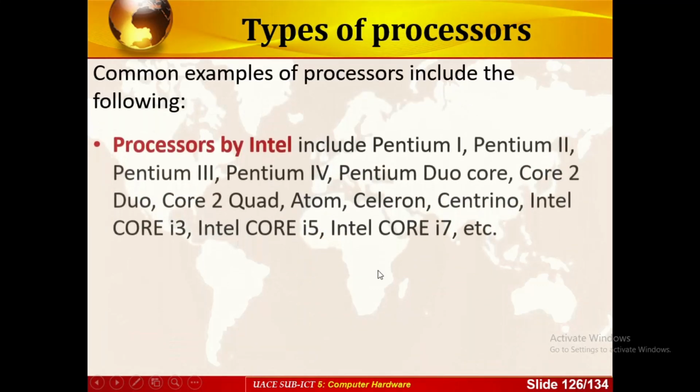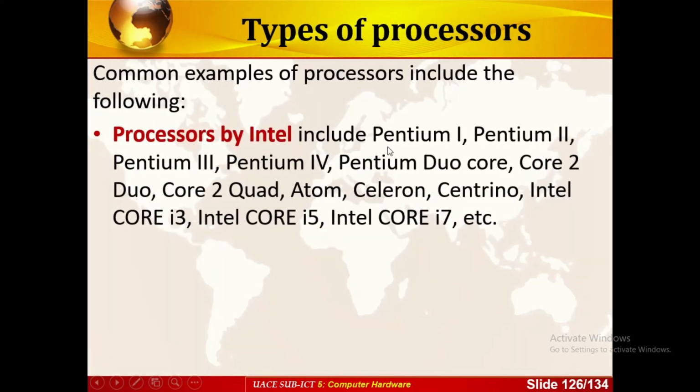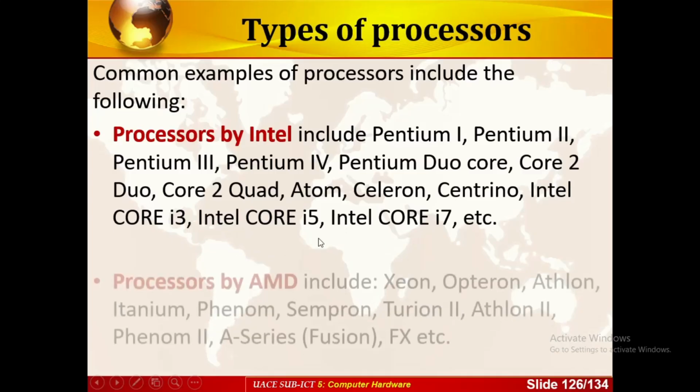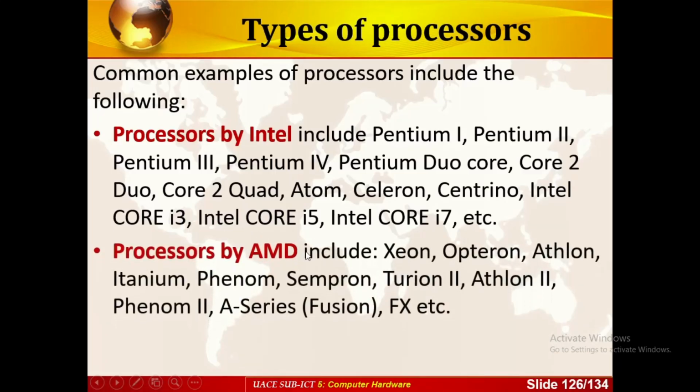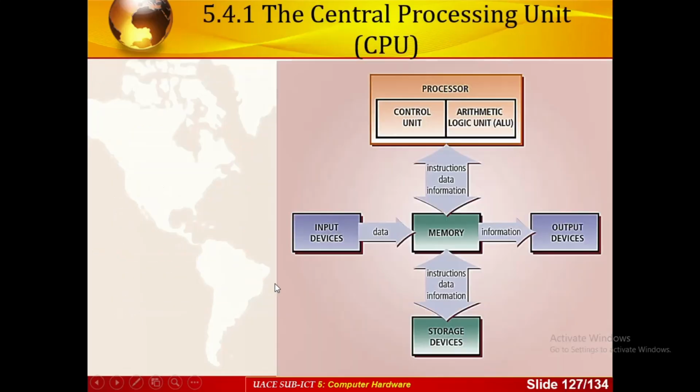Types of processors: we have the processors by Intel, that is Pentium 1 up to Pentium 4, Dual Core 1 and 2. We have Celeron, Intel Core 3, Core 5, Core 7, etc. This is the processor by Intel. Then we have processors by AMD. These are Xeon, Celeron, Opteron, Phenom, Sempron, Turion, Athlon, Phenom 2, and so on. All these were used some time back.